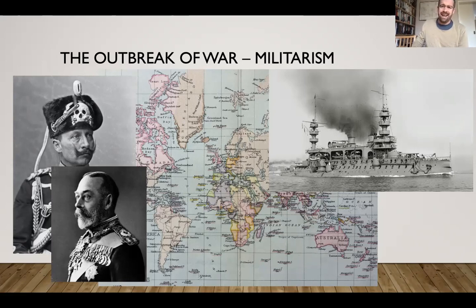Stoking up trouble in Ireland was another thing. Actually supplying rifles to whoever wanted to fight over the issue of Irish home rule, which was very much part of the discussion in the early 20th century within Britain.